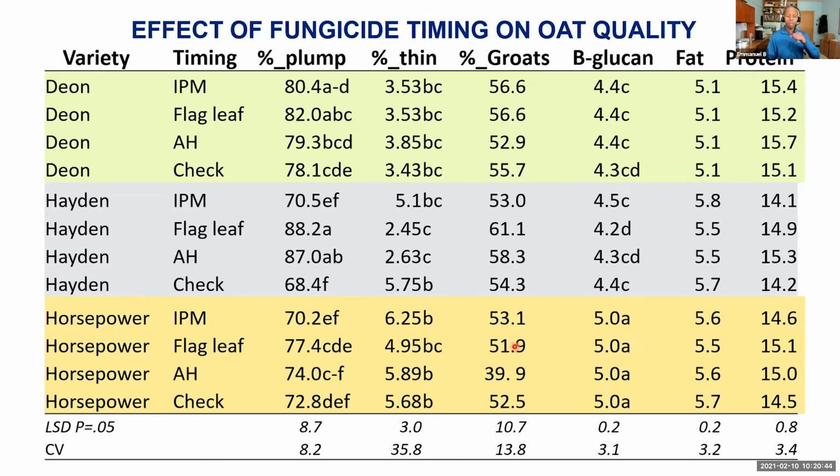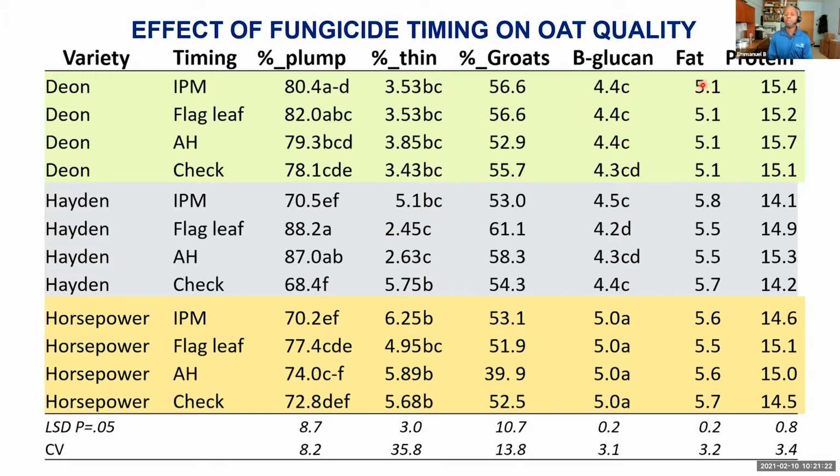The growths too, excuse me, were not affected by the timing of the fungicide. Where we saw differences is where we expected a fungicide to improve the percent plumpness of the seed. If you don't apply a fungicide, you're going to have more thins in the grain. But the take home is that the fungicide timing, or even the resistance and susceptibility to crown rust, did not affect the beta glucan content. The differences here are between varieties and not because of treatments.